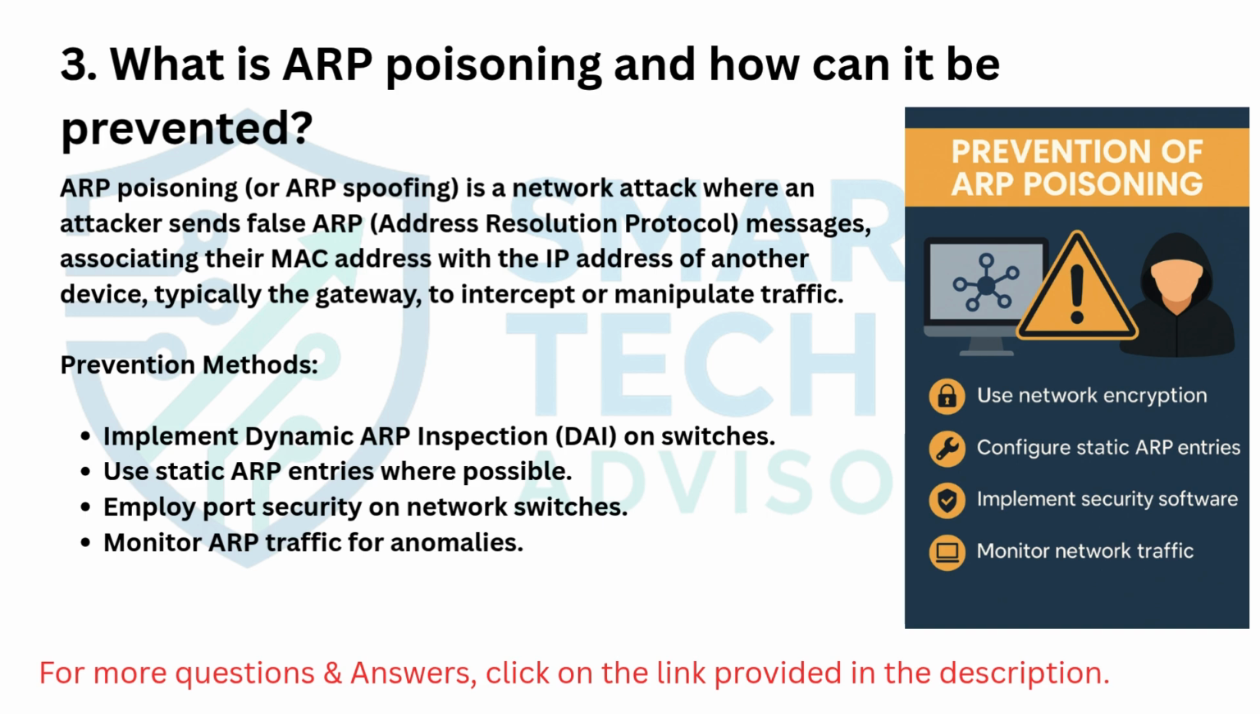Prevention methods: implement dynamic ARP inspection (DAI) on switches. Use static ARP entries where possible. Employ port security on network switches. Monitor ARP traffic for anomalies.